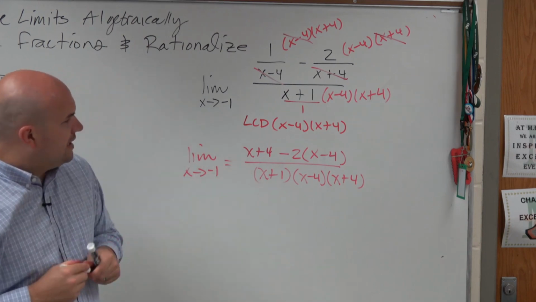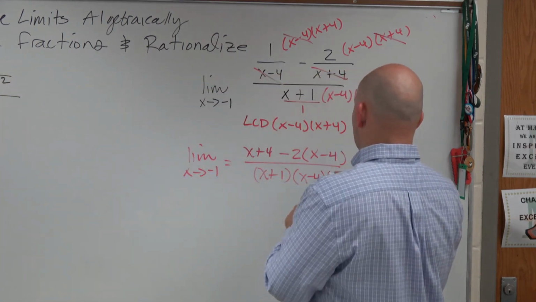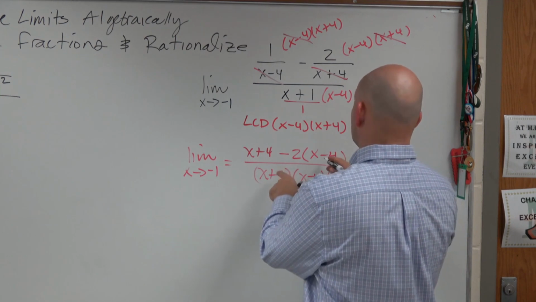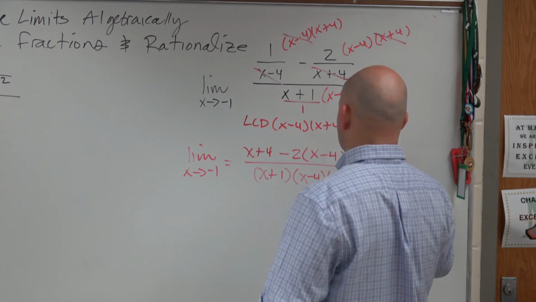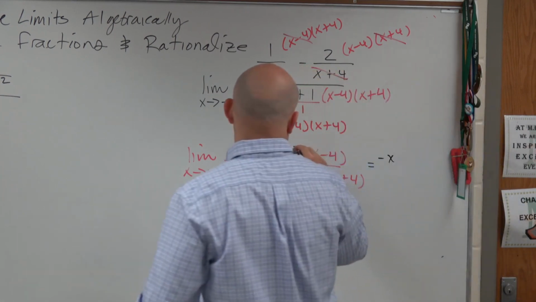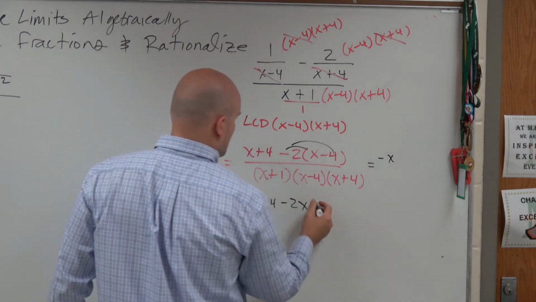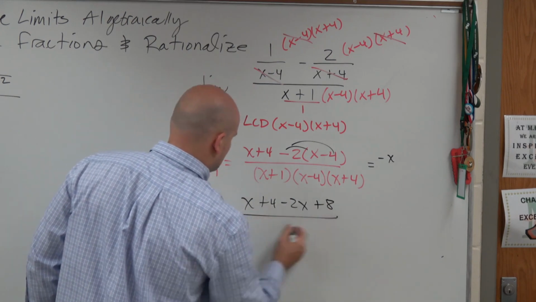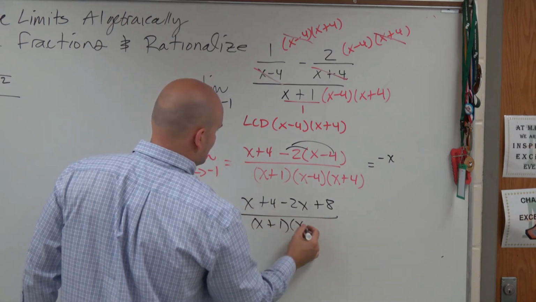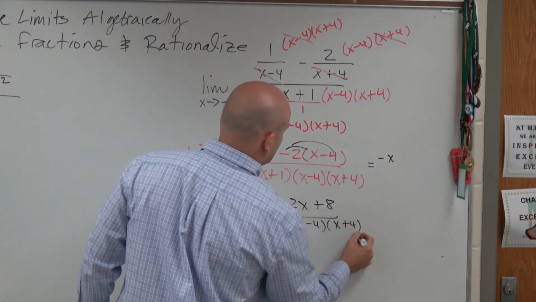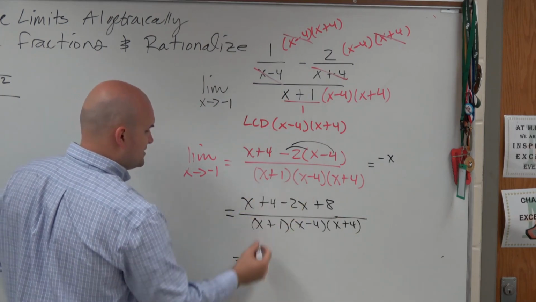All right. So we go ahead and simplify this. Here we're going to be left with, this should have been a negative x. So we distribute this. So we'd have x plus 4 minus 2x plus 8. Notice here, that's going to go to 12, and that's going to go to negative x.